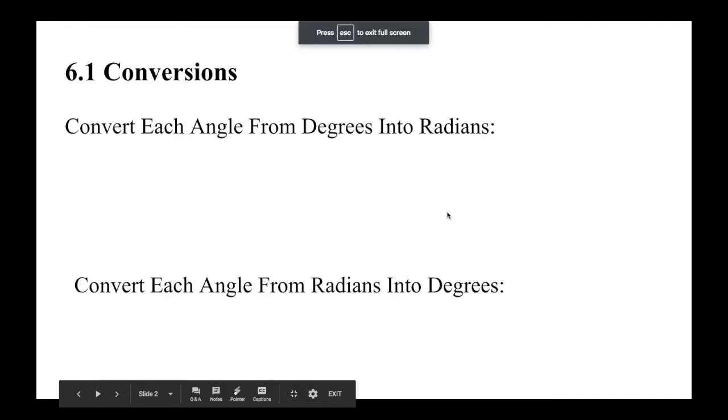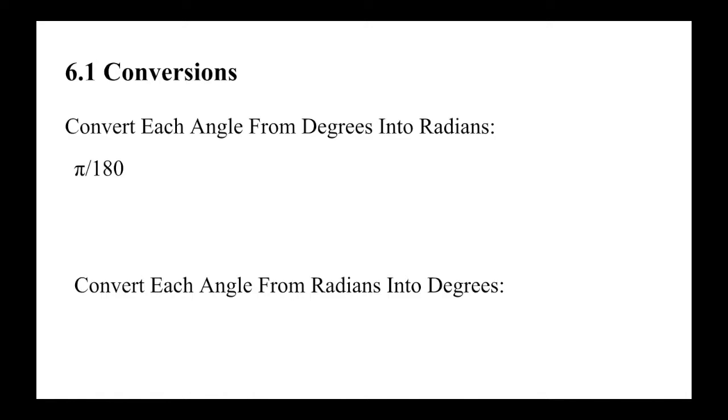6.1 deals with conversions. First, you can convert each angle from degrees into radians by using the equation pi over 180. Then to convert each angle from radians into degrees, you would do the reciprocal of that, and you would do 180 over pi.